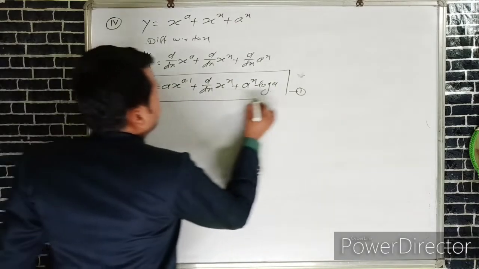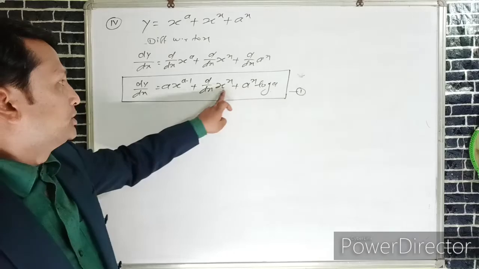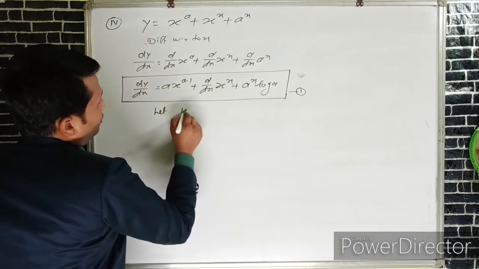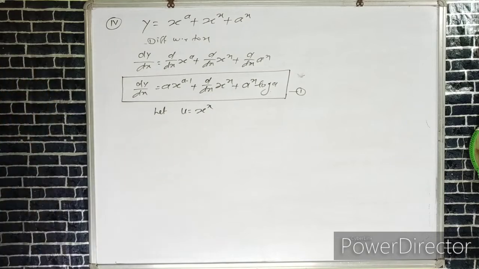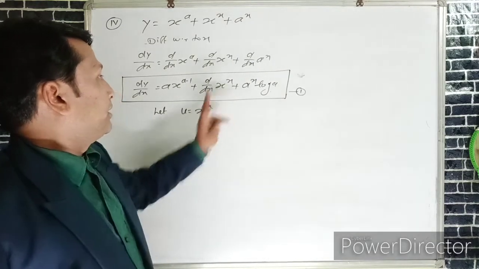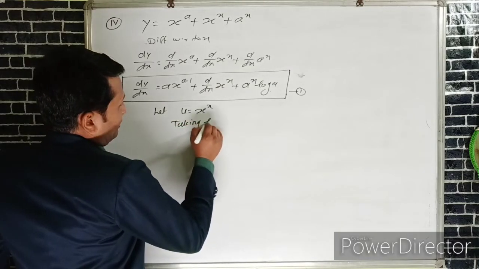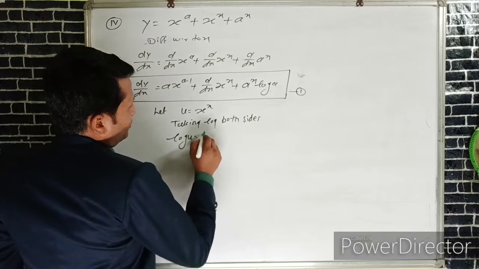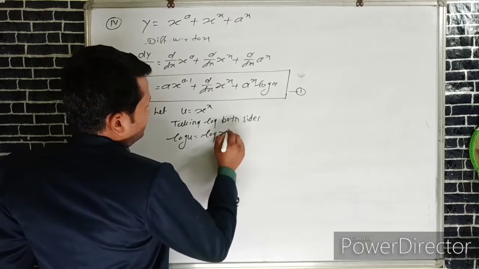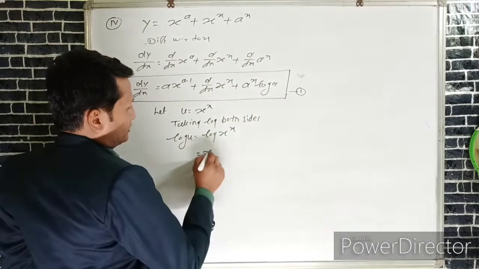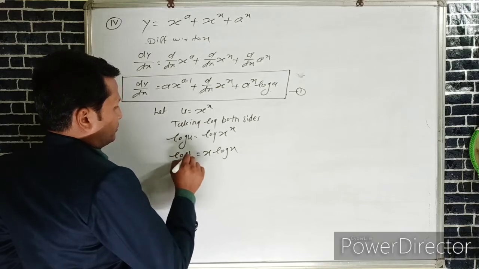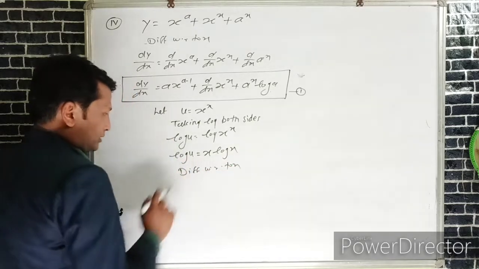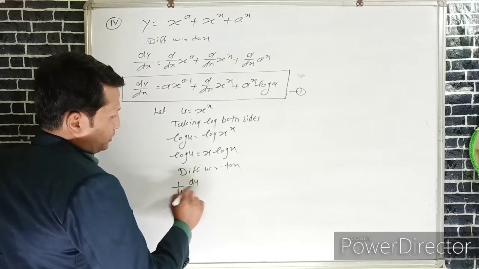Now we require the derivative of the function x raised to the power x. First we consider this whole function as u, let u is equal to x raised to the power x. To find the derivative of this function, we take log on both sides. Taking log both sides, log of u is log of x raised to the power x, which we can write as x log x. Now if we differentiate with respect to x, the derivative of log u is 1 by u du by dx.